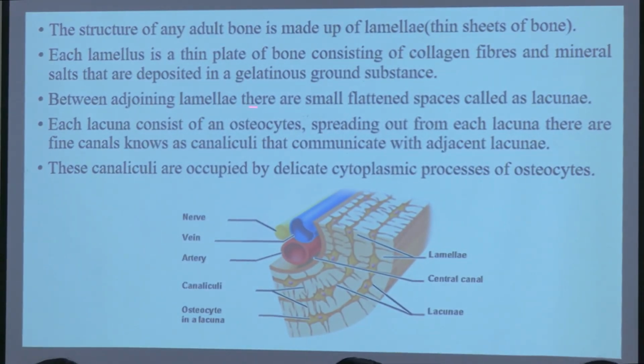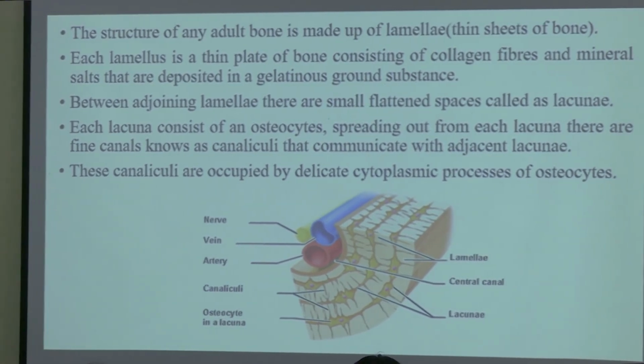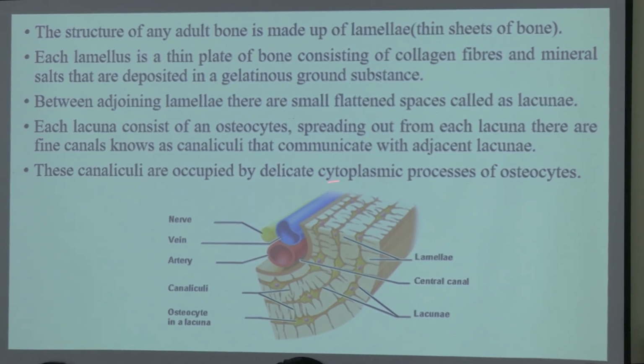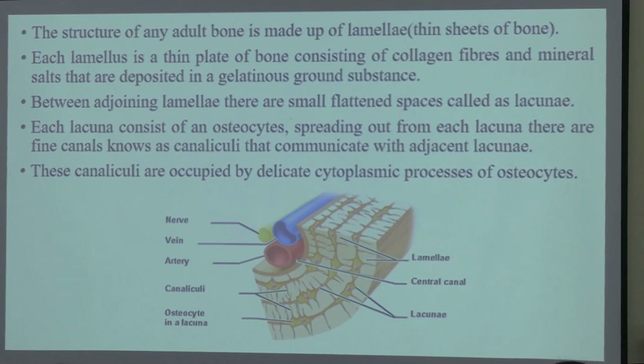So between the adjoining lamellae, there are small flattened spaces, and these are called lacunae. Right. Next, each lacuna consists of an osteocyte. Spreading out from each lacuna, there are fine canals. These are called canaliculi, which I mentioned just now. These canaliculi communicate with adjacent lacunae. So how are adjacent lacunae connecting? With the help of the canaliculi. What is present in the canaliculi? As you can see, canaliculi are occupied by delicate cytoplasmic processes of osteocytes.